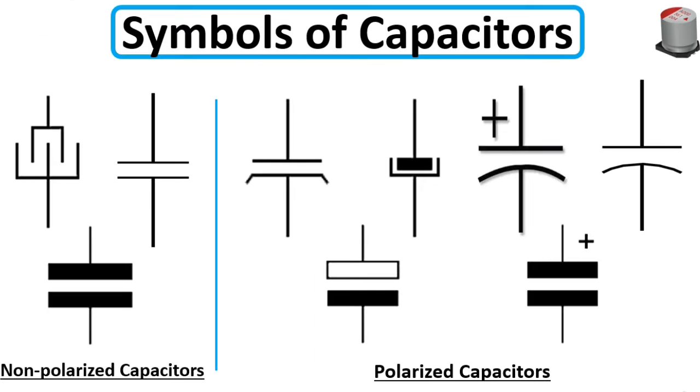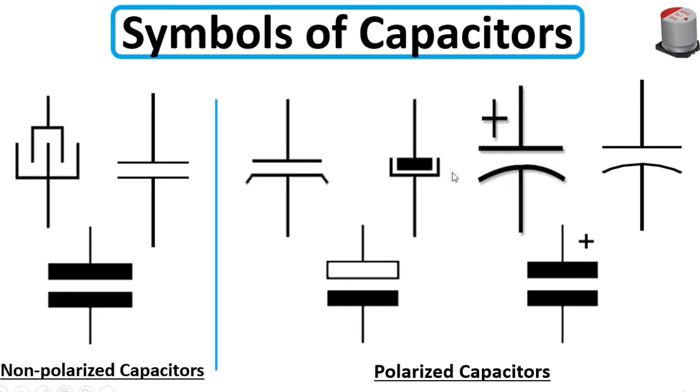Now let's see the symbols of capacitors. Basically there are two types of symbols: symbols for polarized capacitors and non-polarized capacitors. As you can see here, this is a symbol for a polarized capacitor, for an electrolytic capacitor. Here we have plus and minus. Always the top terminal is the plus.